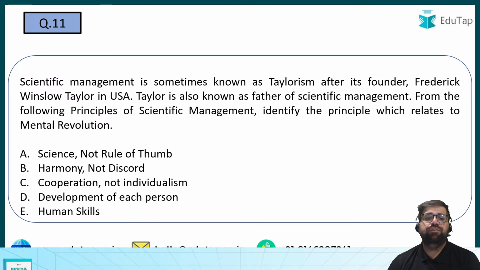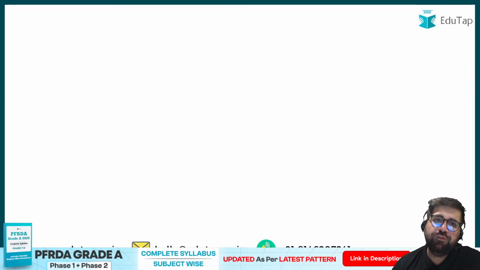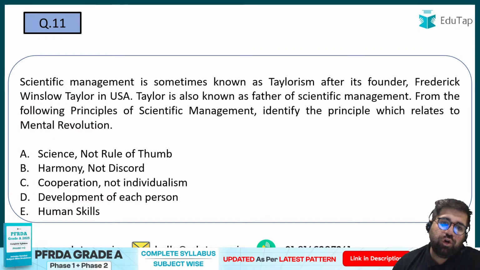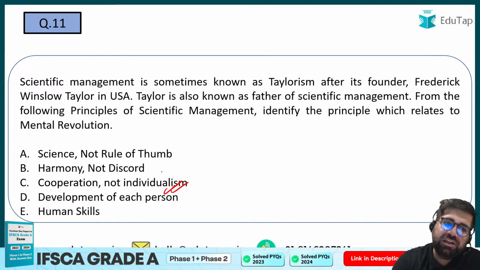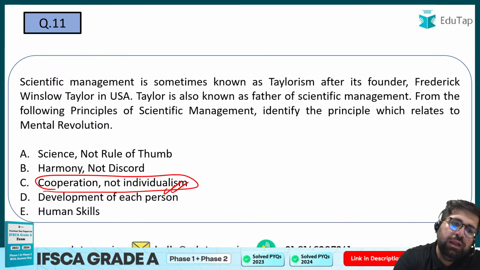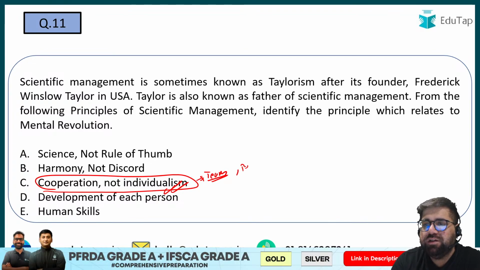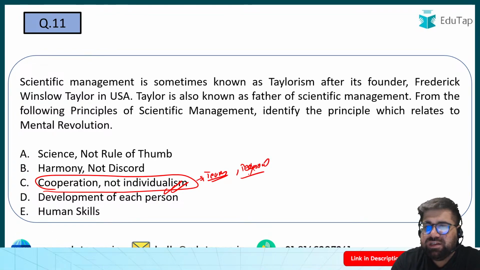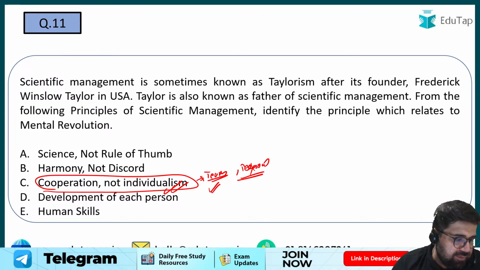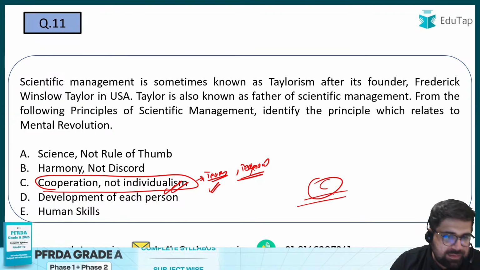So this is mental revolution and it falls under the category of, I would say what? Yes, cooperation, not individualism. Cooperation, not individualism basically means that you look for teamwork and you do not work for just your personal gains. So personal gains are avoided and you look for teamwork. So the correct answer of this question will be option number C.